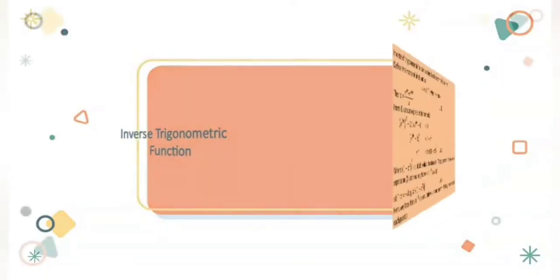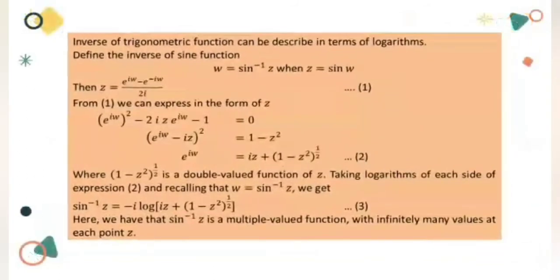Inverse trigonometric function. The inverse of a trigonometric function can be described in terms of logarithms. Define the inverse of the sine function as w equal to inverse sine z, when z equals sine w. Then z equals exponential iw minus exponential negative iw over 2i. Name it as expression 1.